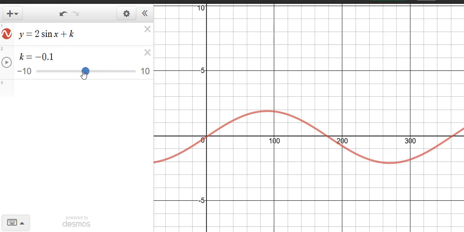I totally recommend you fooling around in Desmos here just so you get really comfortable with this, because the more comfortable you are, the more this will just be fun and games for you.